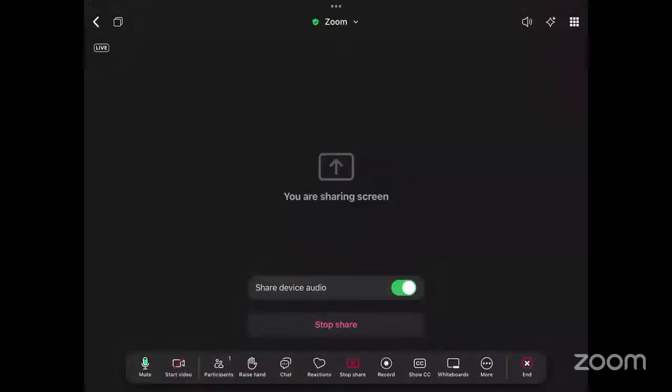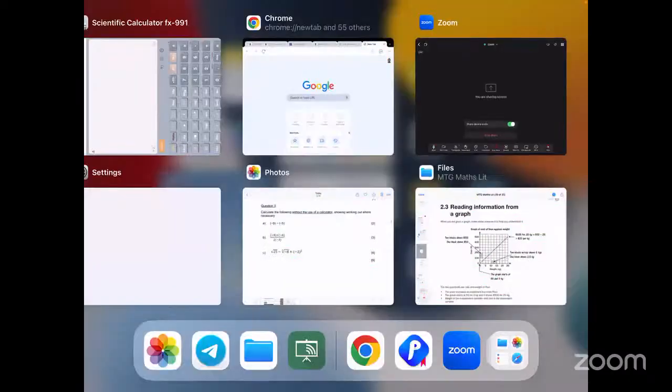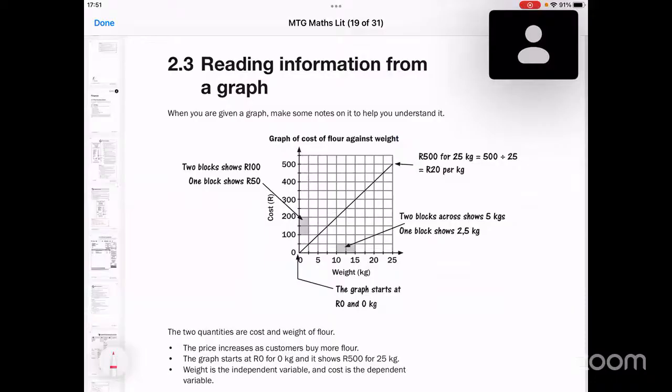Hmm. I'm not really sure what happened, but it looks like I had my screen sharing and then it just disappeared. Okay, I'm just hoping that it is now sharing.